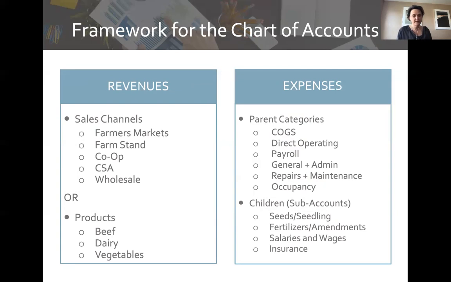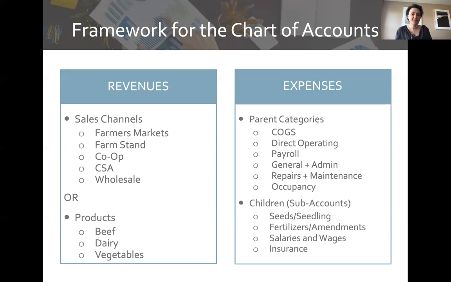And I will say, and we're not going to get into this today, but if you're intrigued to learn more, if you're using classes in QuickBooks, you can track the other side. So if you're using your revenue accounts to track your sales channel, you can use classes to also track the products that you sell.